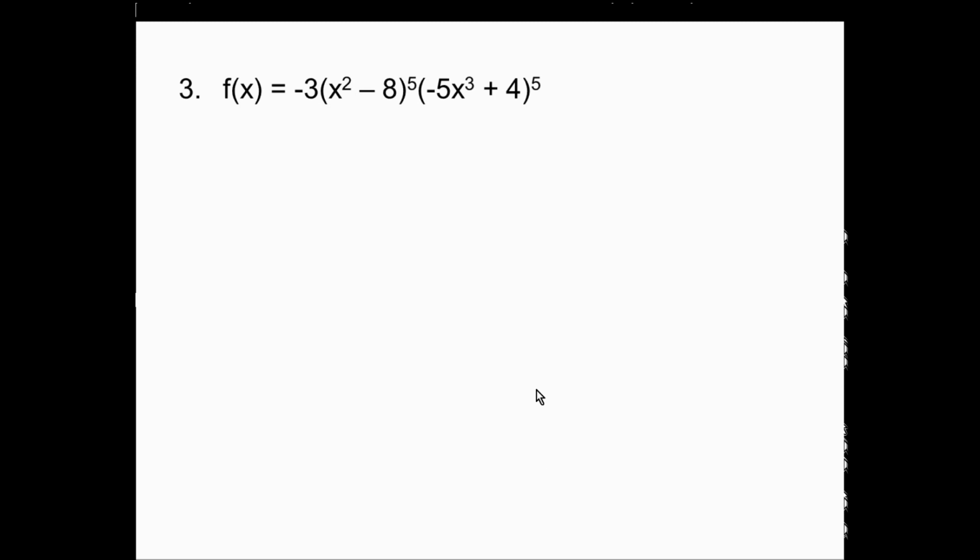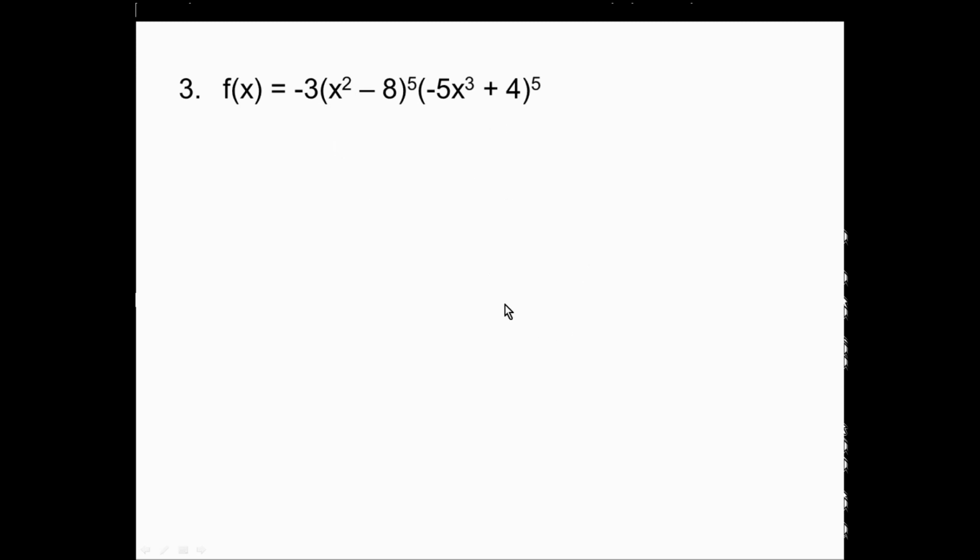Number 3. Okay, negative 3 times x squared minus 8 to the fifth, minus 5x cubed plus 4 to the fifth. Okay, we have to figure out what is the leading term. So hidden inside of this example is a separate question of finding the leading term. Okay, notice we do have it in factored form, which would be great if we were looking for zeros.